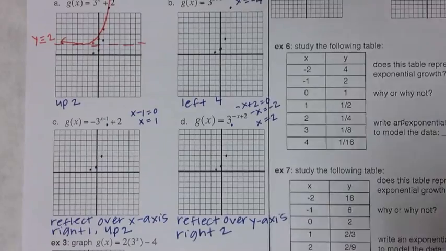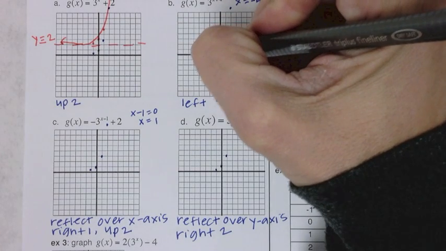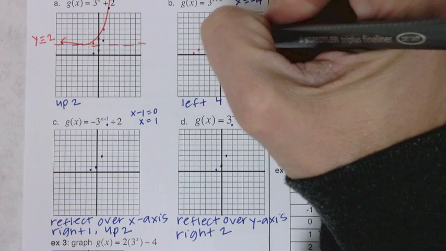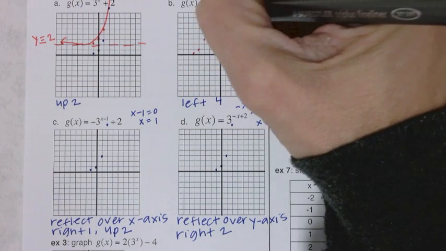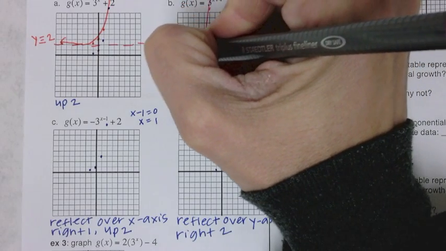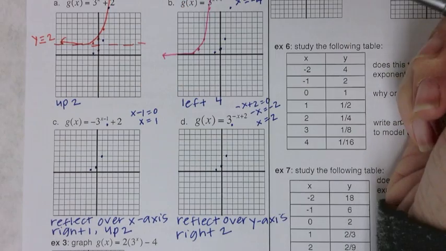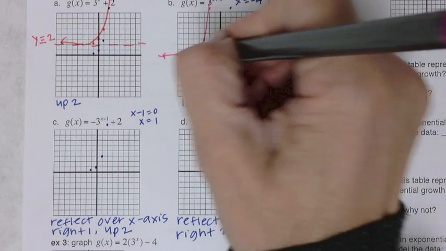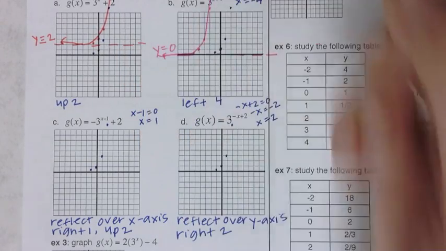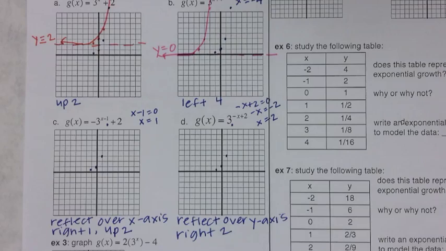This one right here we're going left for, so I'm going to move every point 1, 2, 3, 4. Now on this one, because I only did a horizontal transformation, guess what? The asymptote is not moving. So that's y equals 0. Moving on to the next one, we have a bunch.